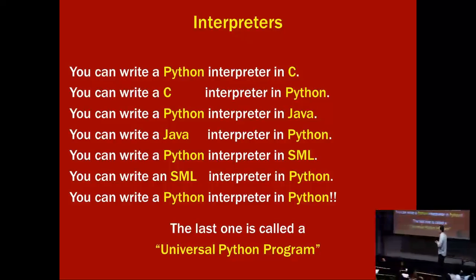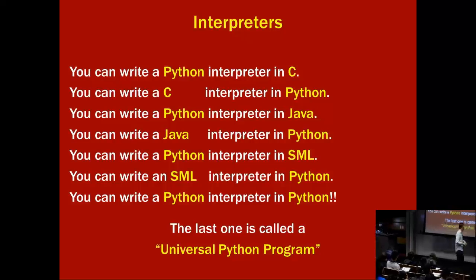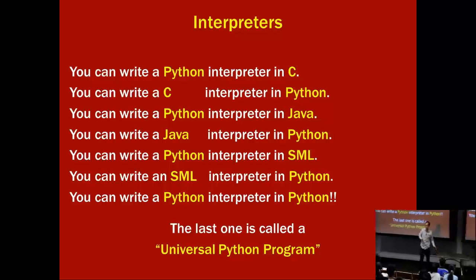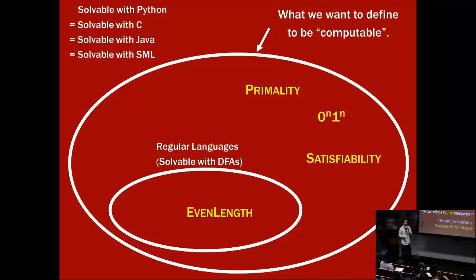And the last one's kind of interesting. This would be called a universal Python program. You happen to write it in Python. It takes two inputs, a piece of Python code and a real input, and the universal Python program just simulates this code on that input. I'm appealing a little bit to your intuition as a programmer that this can be done, but I hope you agree that you can, in fact, do it, perhaps laboriously.